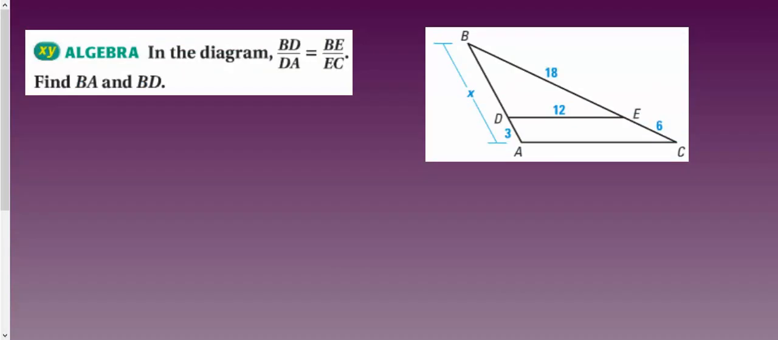All right, find BA and BD. A lot of these questions are really, really straightforward. You're just going to plug in the numbers and then figure out what they're looking for. So BD is this guy right here, x minus 3. Okay, so we're going to do x minus 3. And then DA is 3. And then BE, again, I'm just looking at what their values are here, 18. And then EC is 6. And then you can just solve that proportion right there. So really, there's not a lot of new stuff in this section other than those proportions.